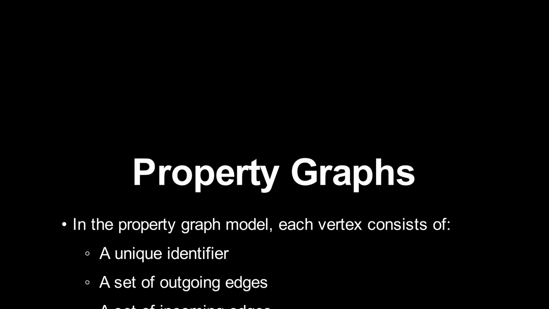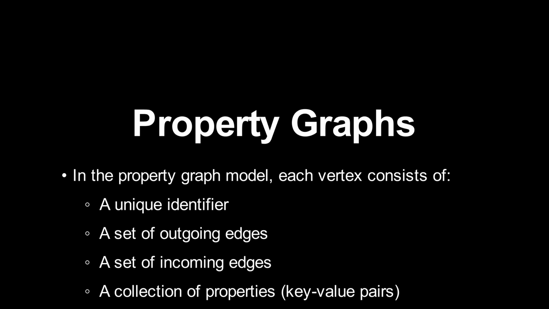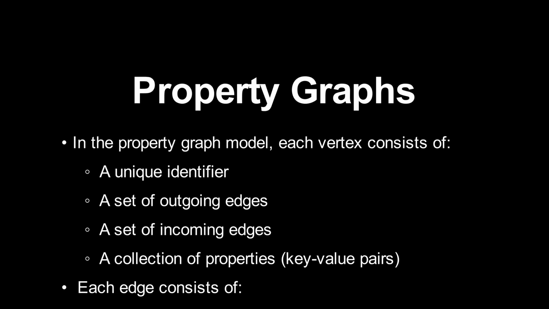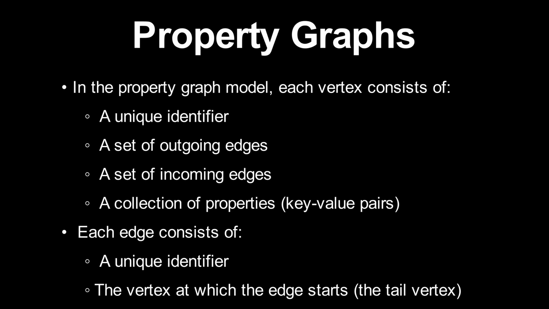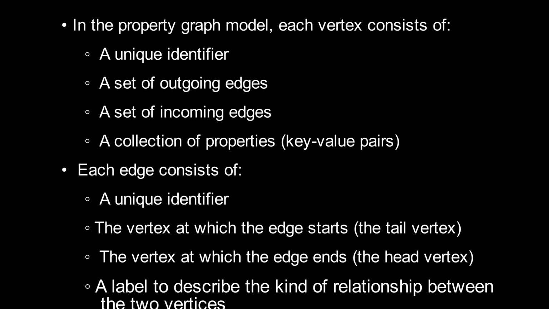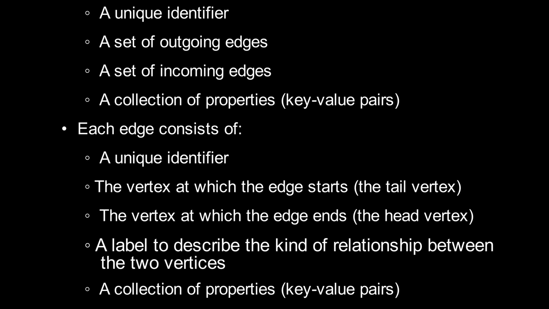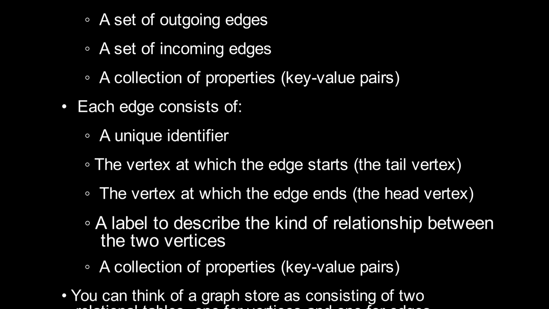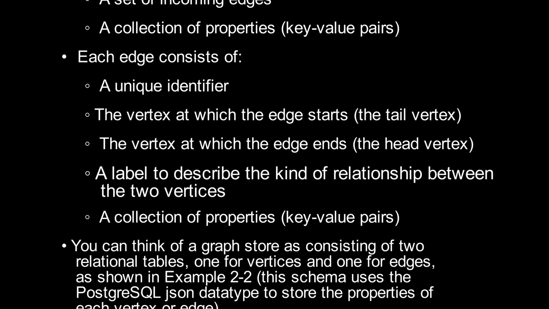In the property graph model, each vertex consists of a unique identifier, a set of outgoing edges, a set of incoming edges, and a collection of properties as key-value pairs. Each edge consists of a unique identifier, the vertex at which the edge starts (the tail vertex), the vertex at which the edge ends (the head vertex), a label to describe the kind of relationship between the two vertices, and a collection of properties as key-value pairs.